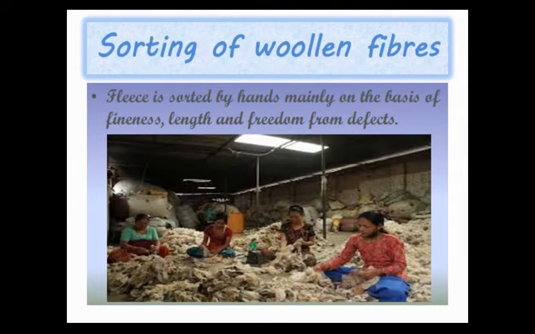Now after shearing, sorting of woolen fibers is done. This sorting is done by hand or maybe by machines also. This sorting is done on the basis of fineness or length or freedom from defects.